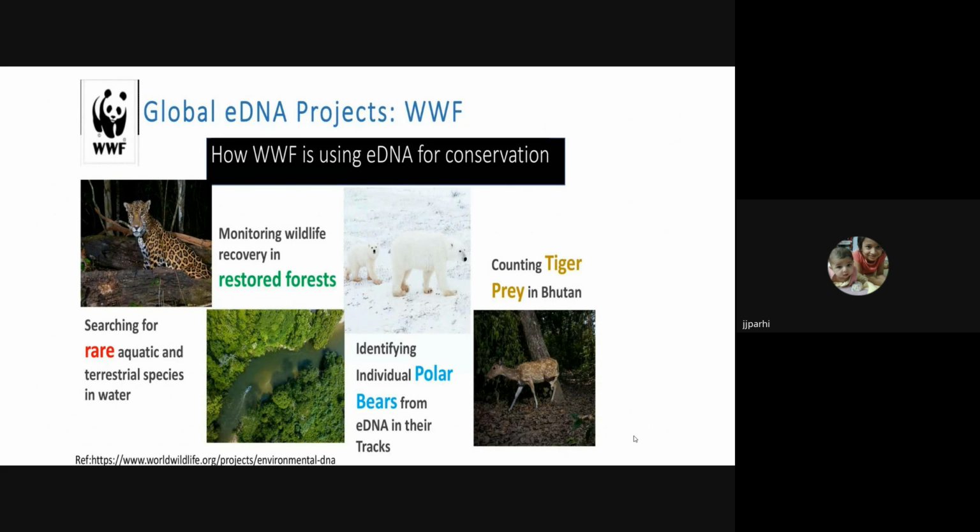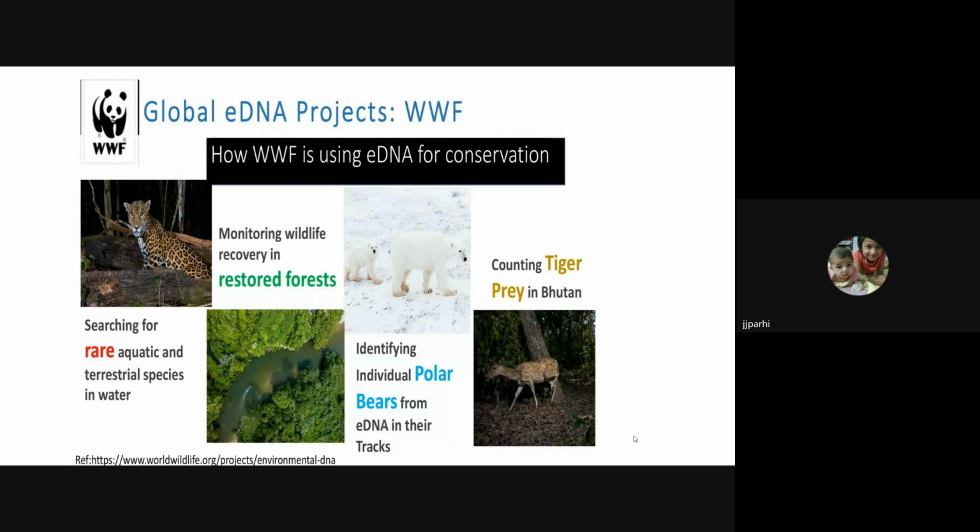And to make it more interesting, let us have some information from outside the fisheries. This wildlife organization has an eDNA program for conservation. There are 4 or 5 examples.